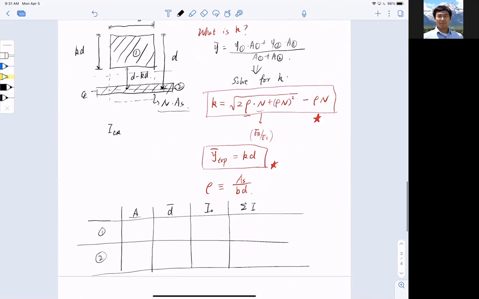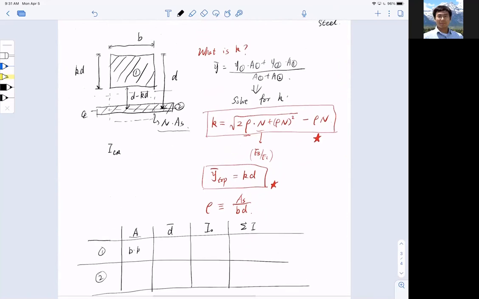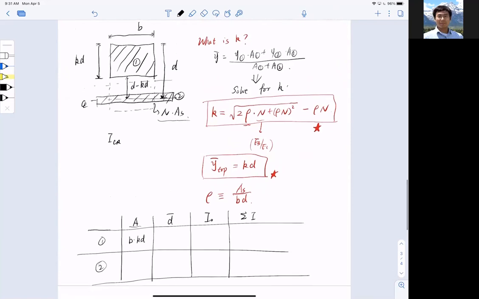Let me divide the table into piece one and piece two. For piece one, the area equals B multiplied by KD. That is the area. And here the D bar, which means the distance between the centroid of this piece and the neutral axis. By the way, this is where the neutral axis or center line is. So that is simply KD minus half KD, so essentially just half of it.